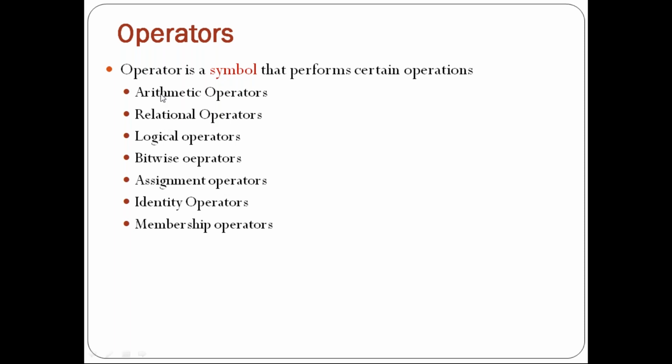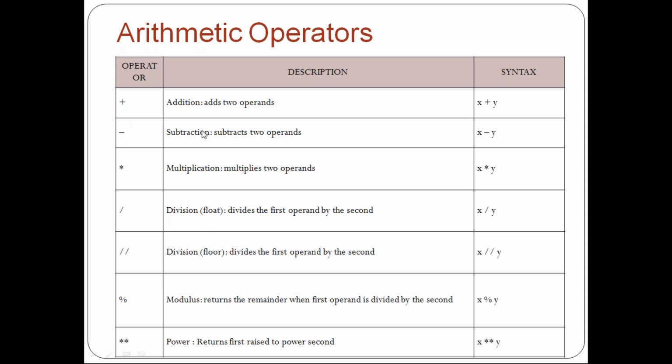And here we have a lot more operators: arithmetic operators, relational, logical operators, bitwise operators, assignment operators, identity operators, membership operators. We will go through these operators quickly. Plus is used for addition, minus for subtraction, star for multiplication, slash for division, double slash for integer division. Let us say if we'd like to have only the integer part, then we'll be using double slash. We don't have this operator in C or Java programming language.